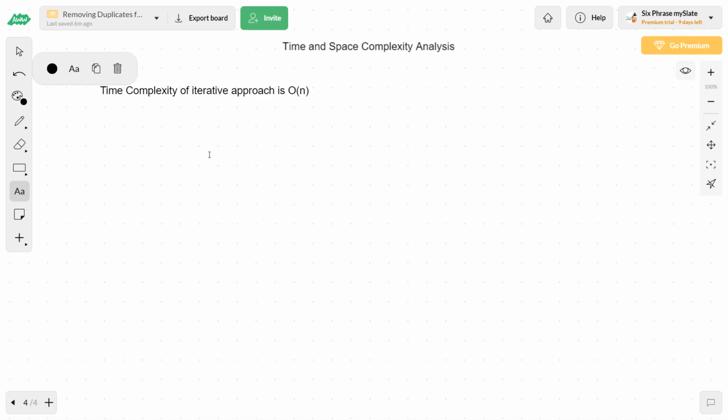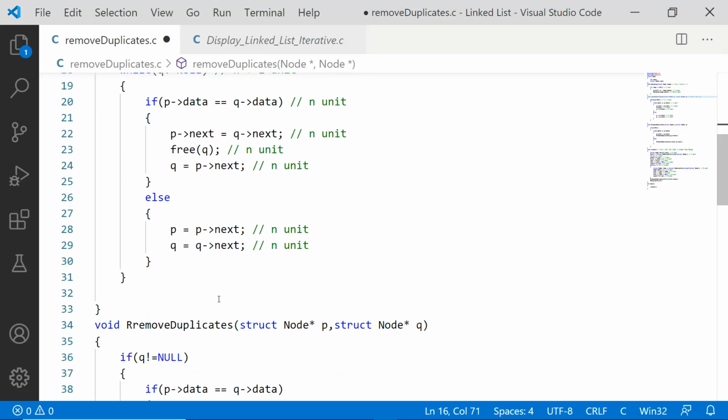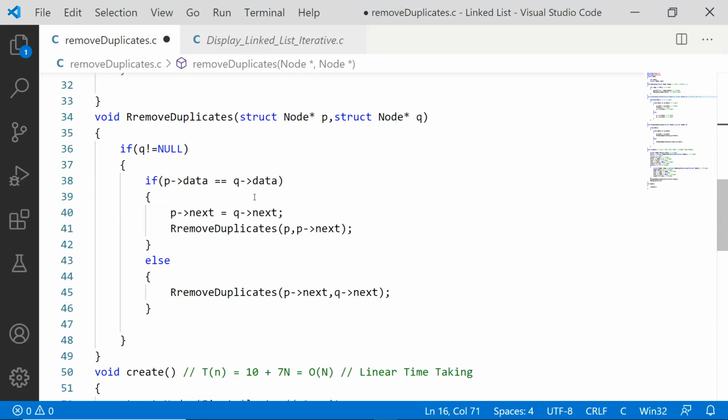So now we will speak about the time complexity of the recursive approach. Coming to the recursive code, let us take T of n as the signature, time function, where n is the total number of nodes available.